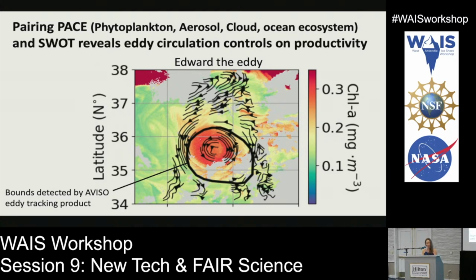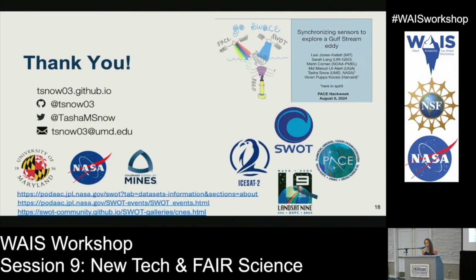And this is a measure of chlorophyll A, looking at productivity. So putting that together with the surface circulation from SWOT that shows the bounds of an eddy, we can show how circulation impacts phytoplankton productivity. Some of this work has come out of the PACE Hack Week and ICESat-2 Hack Weeks, and I want to thank everybody who's been involved in that, and please get in touch with me if you want to learn more about SWOT. Thank you.